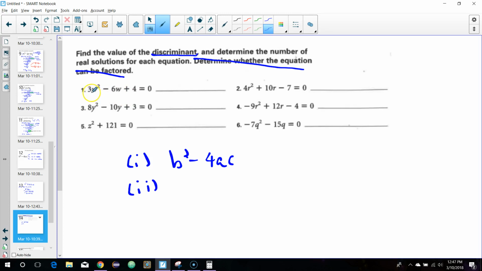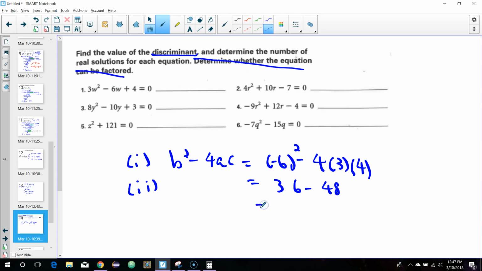So let's say I want to find the discriminant over here. B is going to be negative 6 squared, minus 4 times 3 and 4. So I should get a 36. Negative 4 times 3 is negative 12, negative 12 times 4 is 48. So 36 minus 48 is going to be a negative number, definitely negative 12. So that is smaller than 0. If it's smaller than 0, then there's no solution and it cannot be factored.